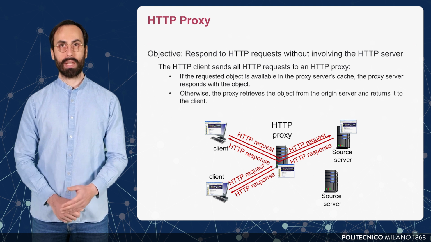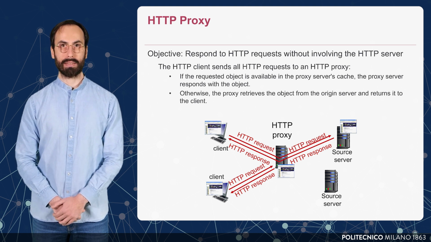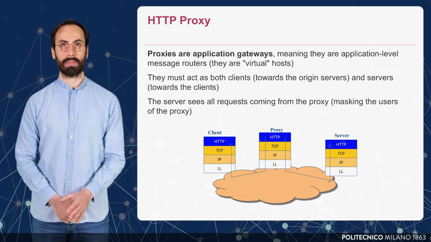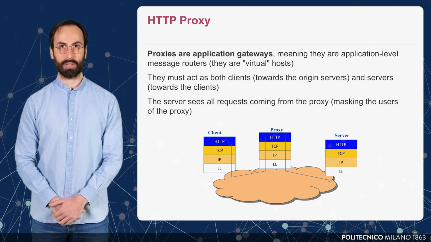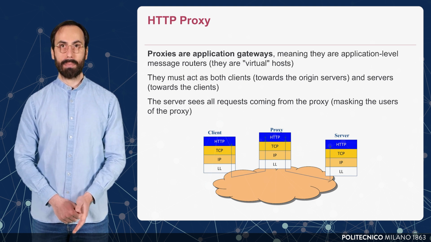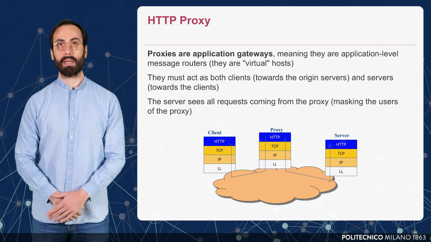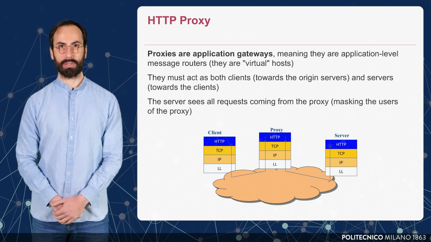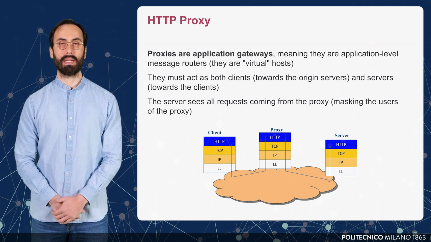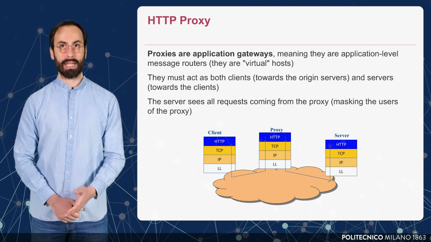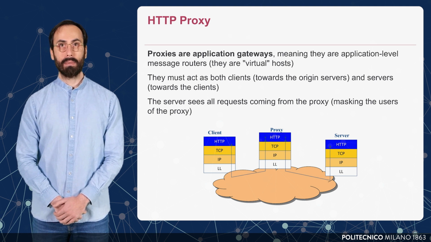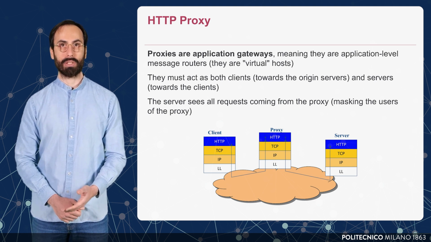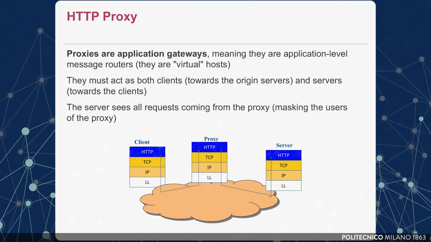Proxies also enhance privacy by masking user identities and filtering web content. Specifically, an HTTP proxy acts as an application gateway at the application layer of the network stack. Proxies function as intermediaries, routing HTTP requests and responses between clients and servers. In other words, an HTTP proxy serves as a virtual host, meaning it operates at the application level, processing and forwarding HTTP messages. To perform its role, the proxy must act as both a client and a server.